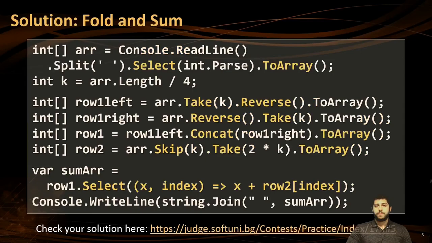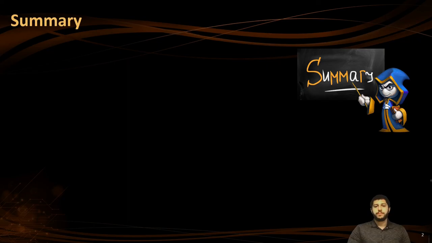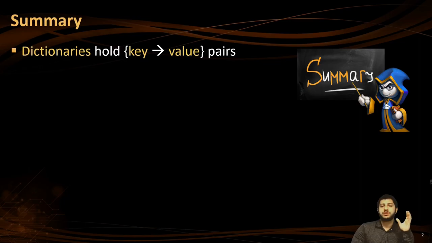So what did we learn today? Well, in this section, we learned about dictionaries and we learned about lambdas and LINQ. So what was a dictionary? A dictionary is just a collection, also called symbol map, symbol table, map or associative array. It's just a collection which holds keys and associated values. Basically, it holds pairs of keys and values. The dictionaries can be sorted or not sorted. It's just a table of key value pairs, whether sorted or not.